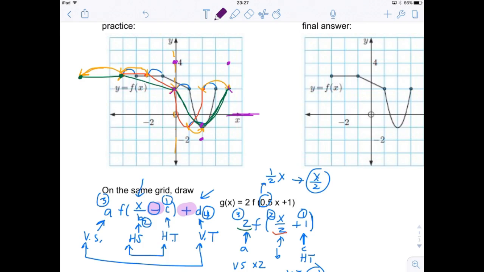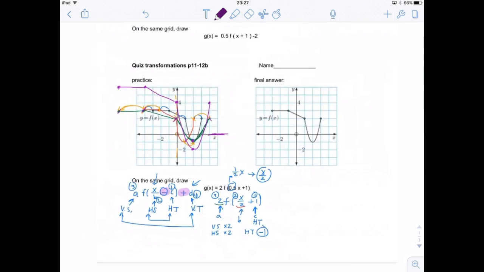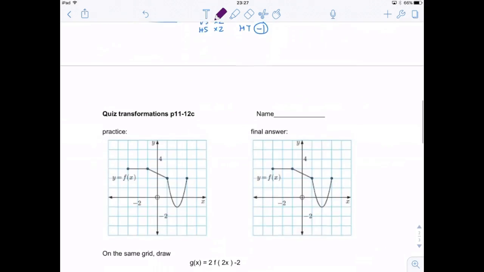And this point here is 3 units away from the x-axis. I'm going to make it 6 units away from the x-axis, because I'm doubling it, right? And same thing with this one, 6 units away. And so now I'm drawing the new shape. And now I'm done. Okay? All right. Going to letter C.